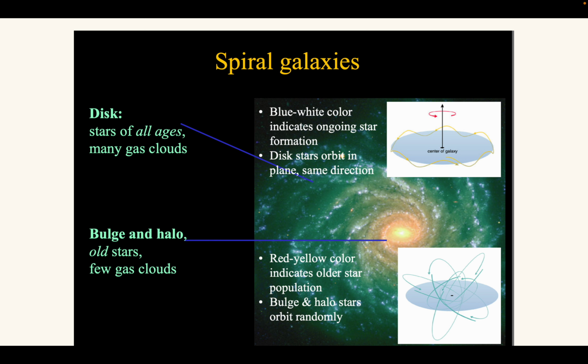The bulge stars are found to rotate randomly around the disc. The bulge or halo stars orbit randomly around the disc, not in the plane of the disc. There is the motion of the disc stars. You can see here, this is the motion of the disc stars, and here there is the motion of the bulge stars or the halo stars.